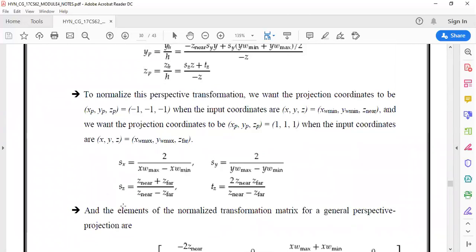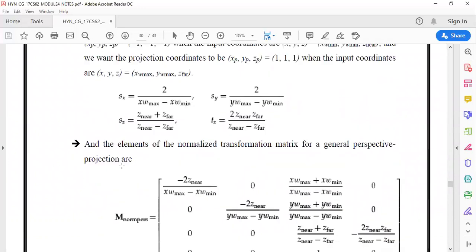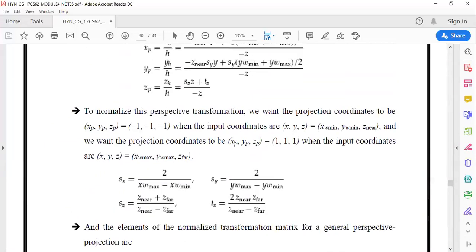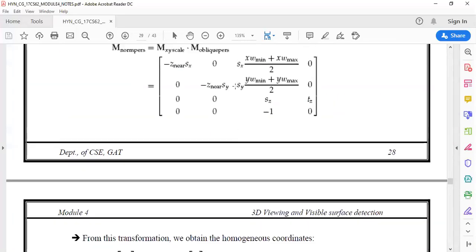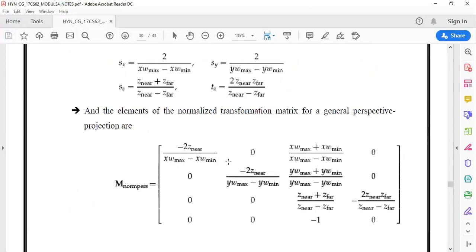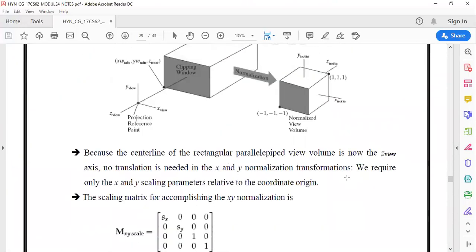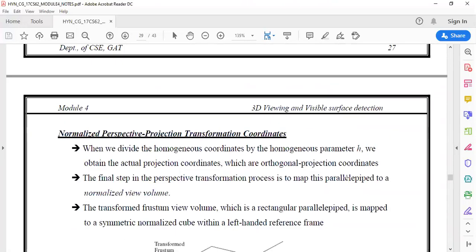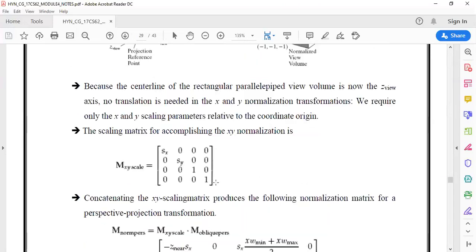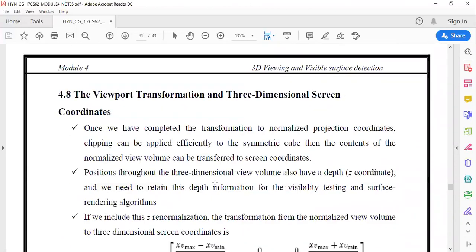So I have tz and all the elements of the normalized transformation matrix for general perspective projection. Just replace sx, sy, sz and tz in this normalized perspective projection matrix, and you will get your final matrix as this. This is your normalized perspective projection transformation. Whatever perspective projection you have done, you are making it become a normalized cube. That is the perspective projection transformation.